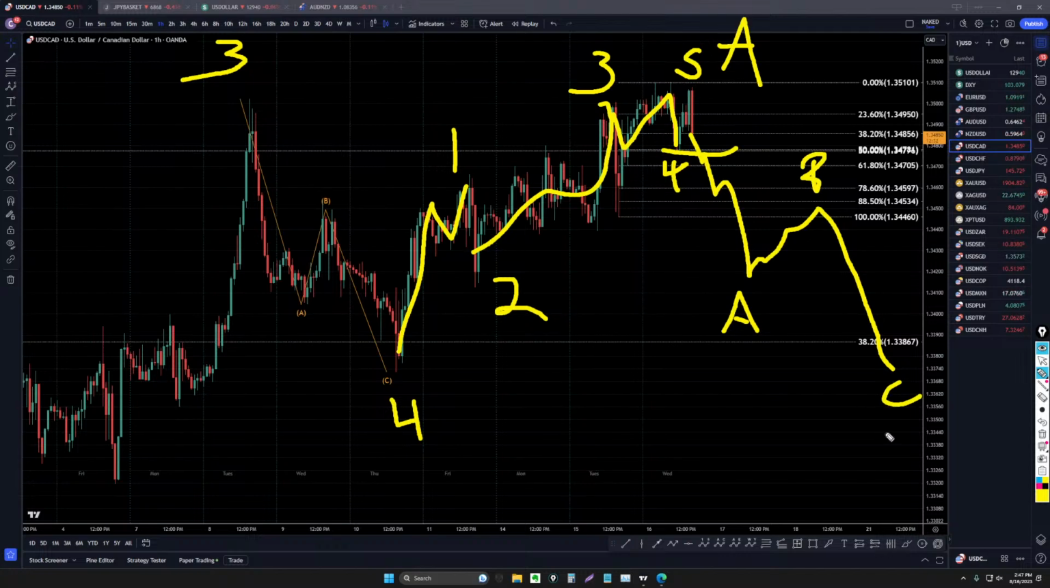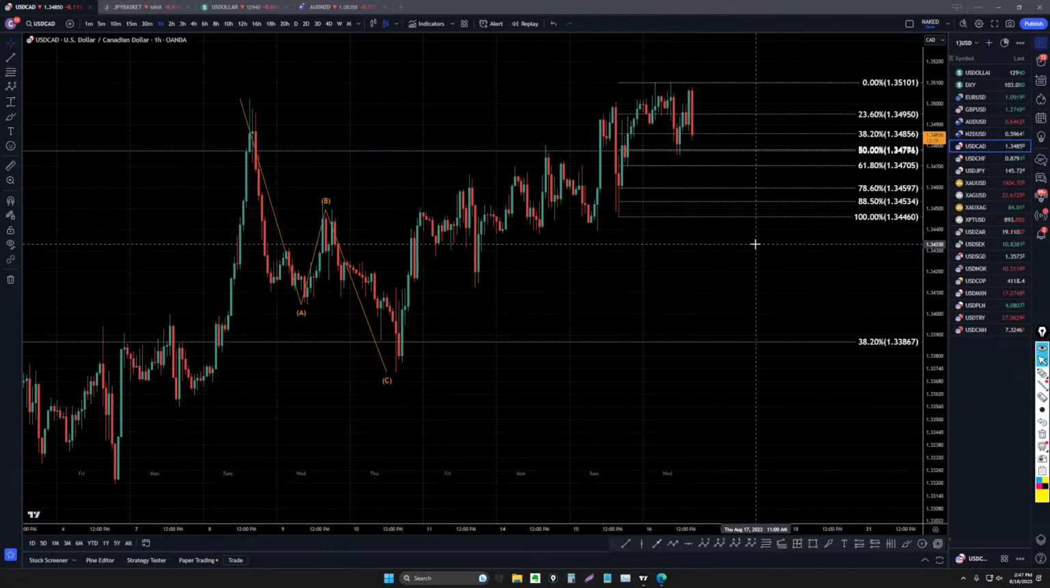So I am expecting to see a structure break today. I think it's pretty likely that it's going to happen. And that's going to confirm that we're at least going to go down and make a bigger move to the downside, most likely like a wave B, I would say.